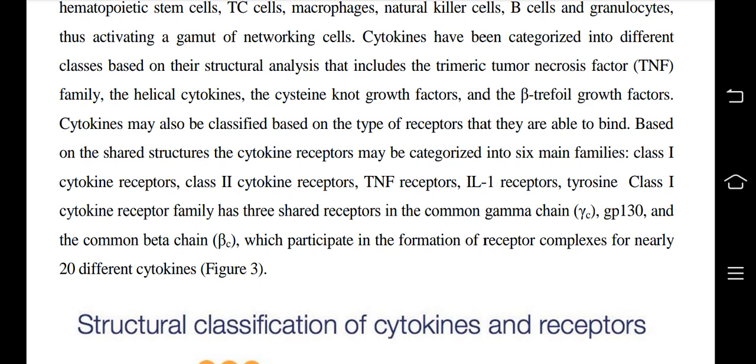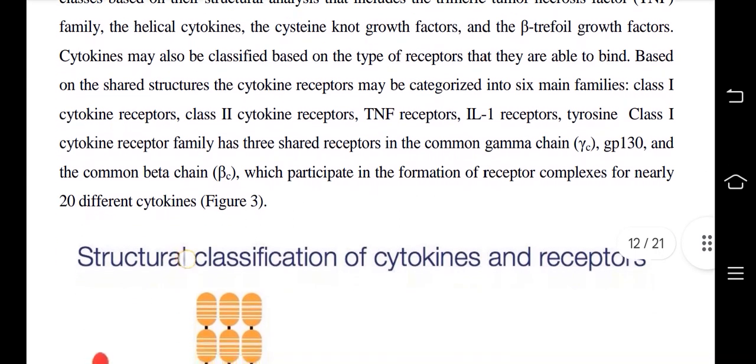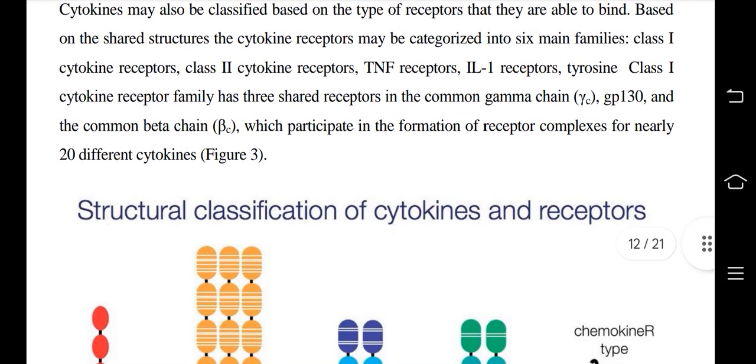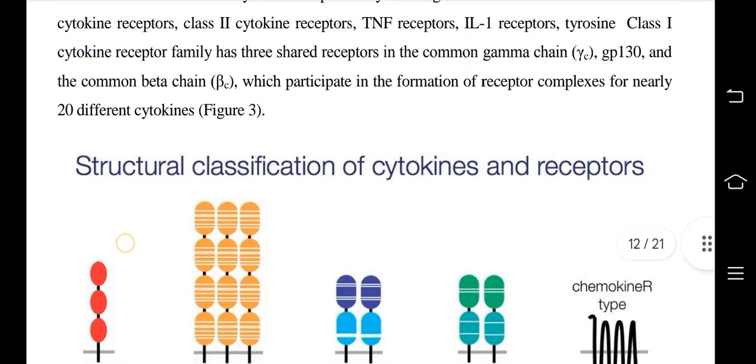Cytokines may also be classified based on the type of receptors that they are able to bind. Based on the shared structure, the cytokine receptors may be categorized into 6 main families: class 1 cytokine receptors, class 2 cytokine receptors, TNF receptors, IL-1 receptors, tyrosine kinase receptors. The class 1 cytokine receptor family has 3 shared receptors in the common gamma chain and the common beta chain, which result in the formation of receptor complexes for nearly 20 different cytokines.